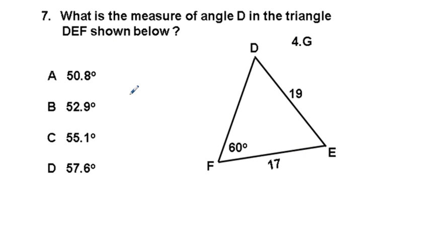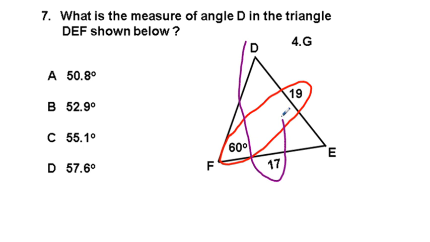Next, 7. Okay, this time we do have a known side opposite a known angle, and we're trying to find angle D. Here's angle D, and we have a known side 17 opposite angle D. So we can just set up our equation: sine of D over side D, which is 17, equals sine of 60 degrees, which I happen to remember is square root of 3 over 2, over 19.